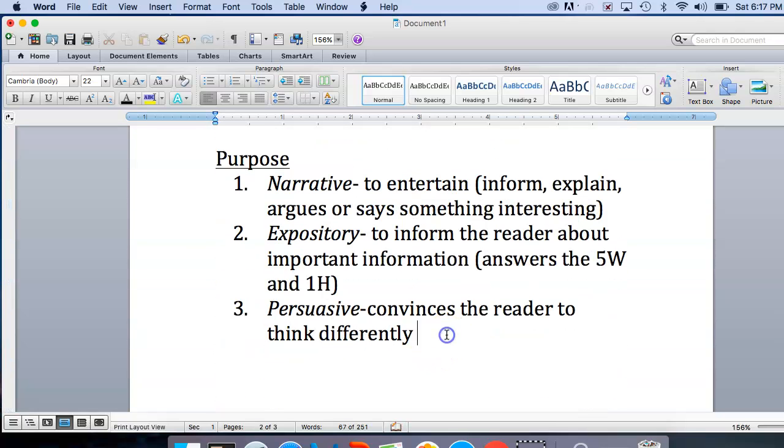Let's move on to purpose. So for purpose, there are 3 important pieces of information that you need to know. The different kinds are narrative, expository, and persuasive. So for narrative, it is used to entertain. Either it informs, explains, argues, or says something interesting.